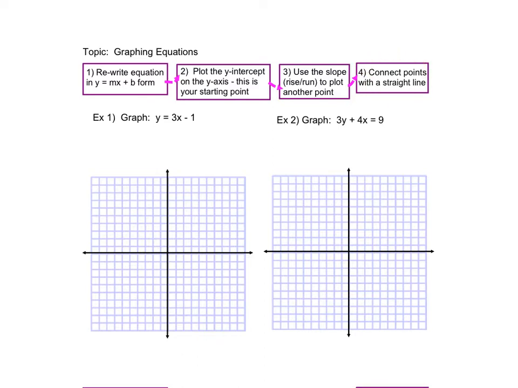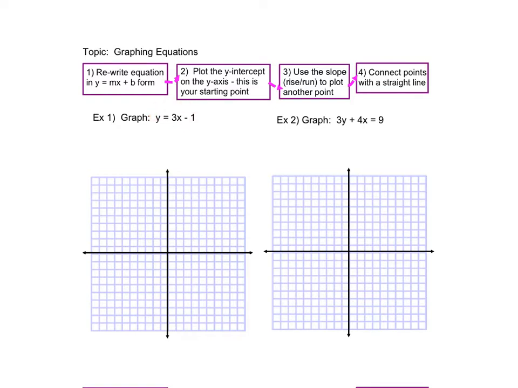So I'm going to go ahead and look at example 1. It is hard for me to be exact on these graphs because they are so small. So make sure that you are listening to this and hearing what I'm saying in case my points are off a little bit. But on example 1, first thing I want to do is put it in y equals mx plus b form. It's already in that form, so I can skip step 1.